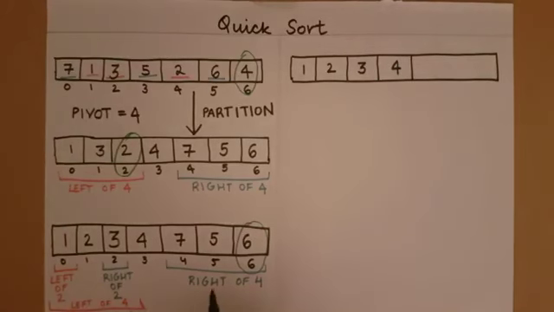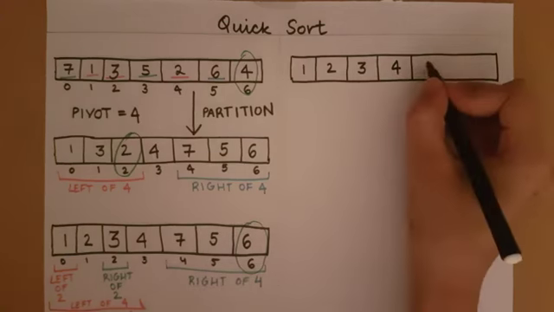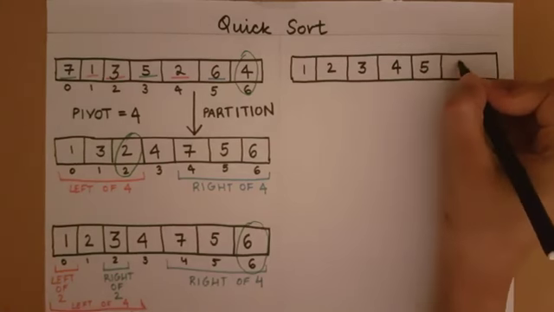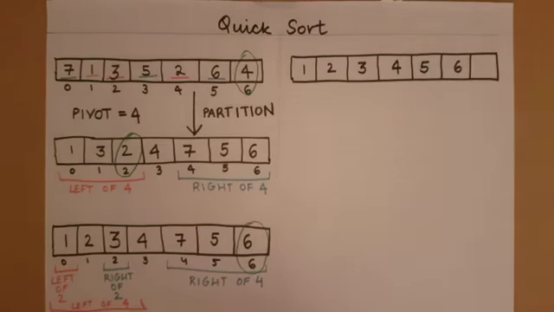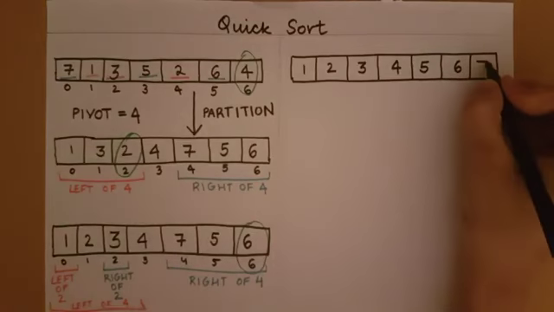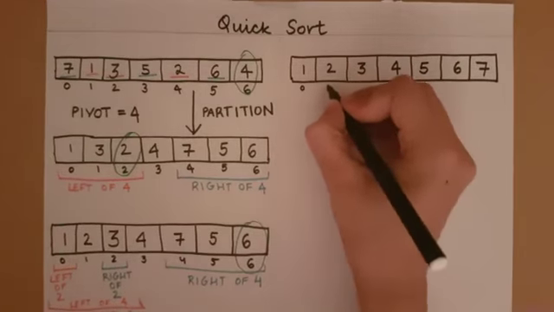Since 6 has been chosen as the pivot, those elements which are less than that, that is 5, are going to go to the left of 6. And those elements which are greater than 6, which is 7, are going to go to the right of 6. Once again, I am writing the indexes.